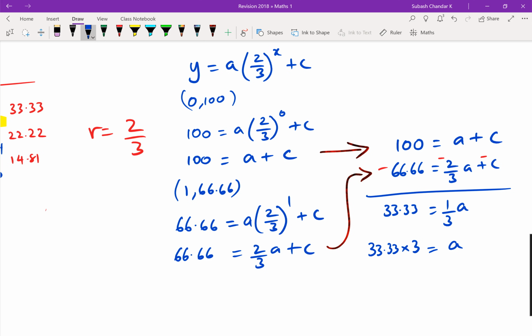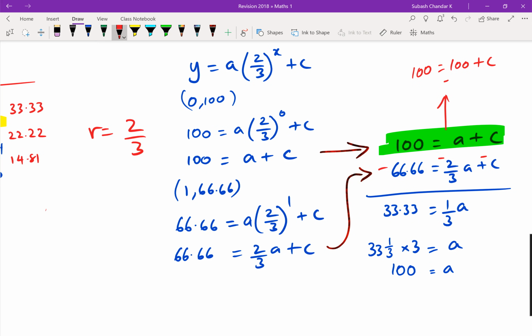Now remember, these numbers are actually rounded up. So really this number here should have been 33 1/3, because it's a recurring number. So if you do 33 1/3 times 3, you actually end up with a is equal to 100. And if a equals 100, see this equation here? From here, we can see 100 equals 100 plus c, therefore c is equal to 0. So now your equation ends up being y is equal to 100 times 2/3 to the power of x.